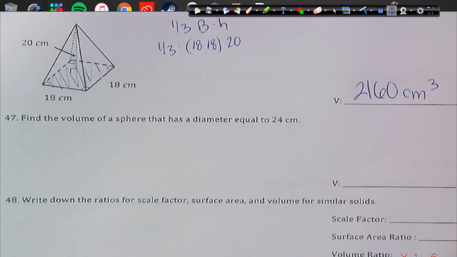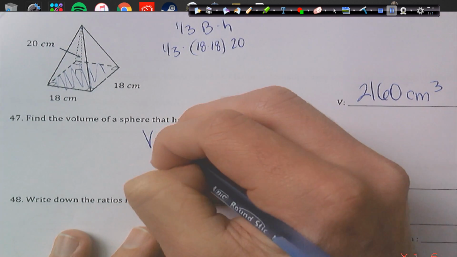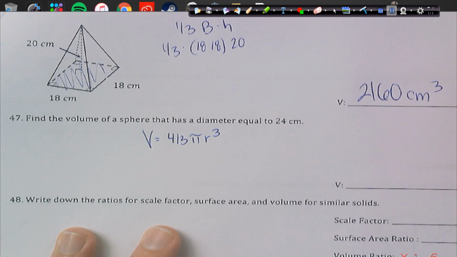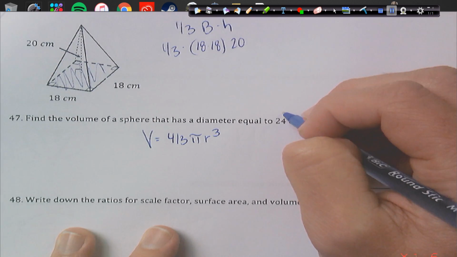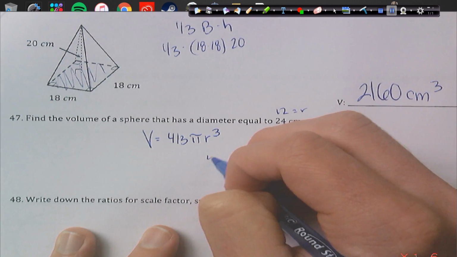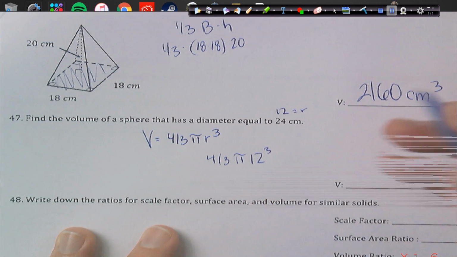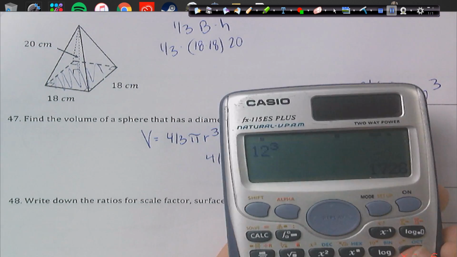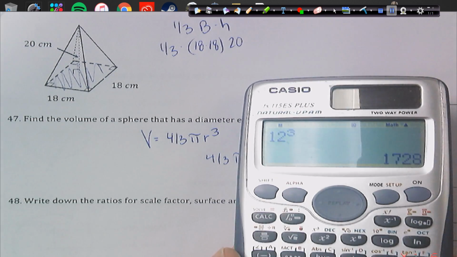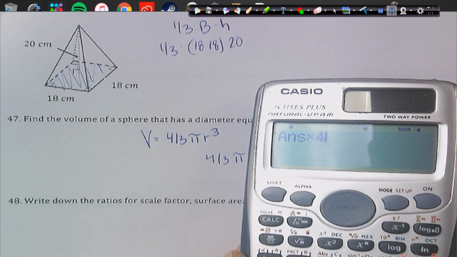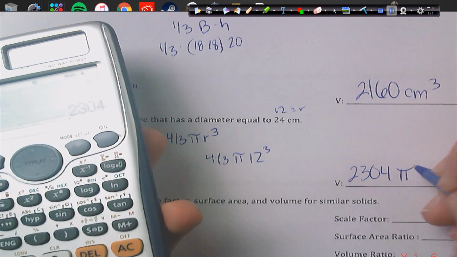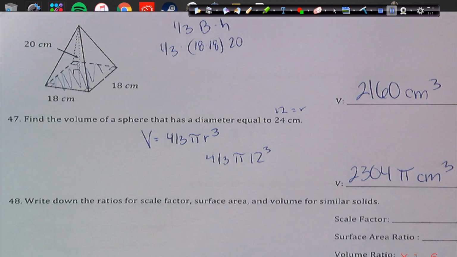2 more. Volume of a sphere. So volume of a sphere, if you remember, is 4/3 pi r cubed, which is pretty fun. And the diameter is 24, so the radius is 12. So 4/3 pi 12 cubed. So 12 raised to the 3rd power. Then I'm going to show you how to do this in the calculator. So we got that, and then I'm going to divide by 3, and then multiply by 4, and then leave that in terms of pi. 2304 pi, and that's cubic centimeters.